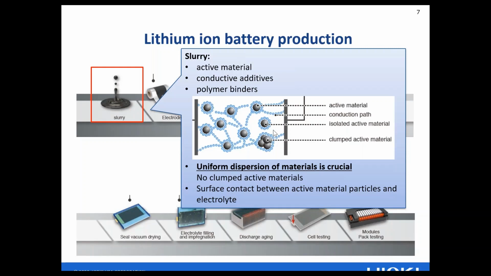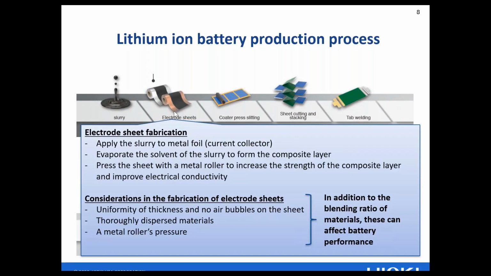Now, the next step, the electrode sheet fabrication. The slurry is applied on typically a metal foil or a conductive foil, mostly aluminum and/or copper. The solvents that carry the slurry get evaporated so that it forms what's called a composite layer. Then the sheet is pressed, typically with metal rollers, to compact the composite layer.